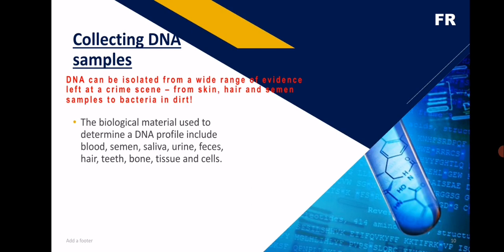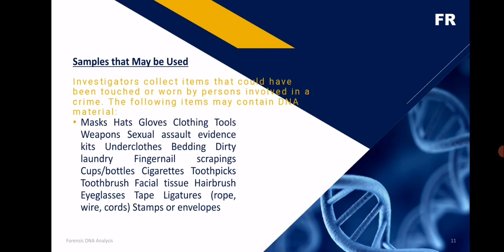Forensic scientists, for example those who work in environmental science and research, are required to collect biological material from a crime scene. Blood is an excellent source of DNA. It is collected from the white blood cells; mature red blood cells do not contain DNA. DNA can also be obtained from the heads of individual sperm cells, from hair follicles, or from any other cellular tissue. The biological material used to determine a DNA profile includes blood, semen, saliva, urine, feces, hair, teeth, bone, tissue, and cell samples.